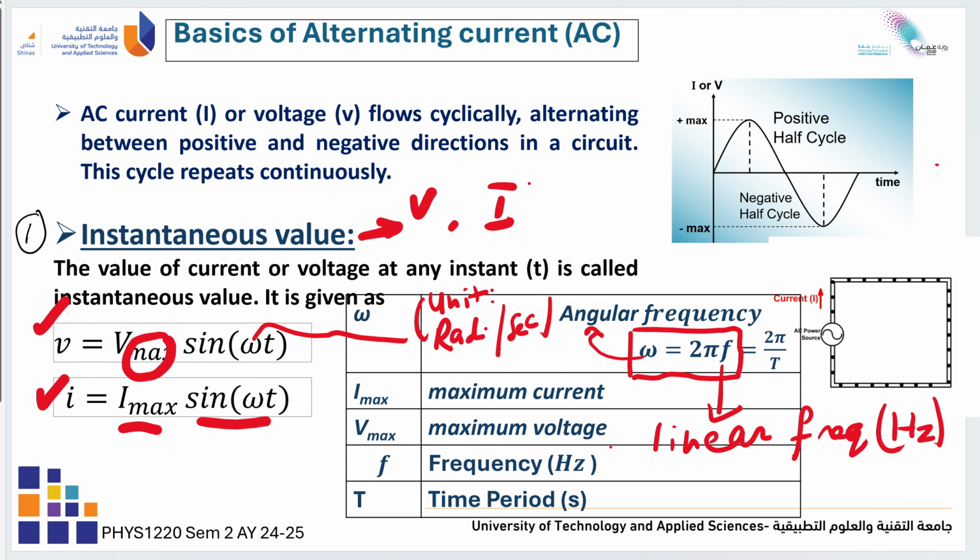Also we know the relation between the frequency and the time period. The frequency is equal to 1 over T. This is another formula in the form of the time period. By using this rule, f equal to 1 over T, we can get the formula for the angular frequency, 2 pi f, which is also equal to 2 pi over T. This is one more rule.